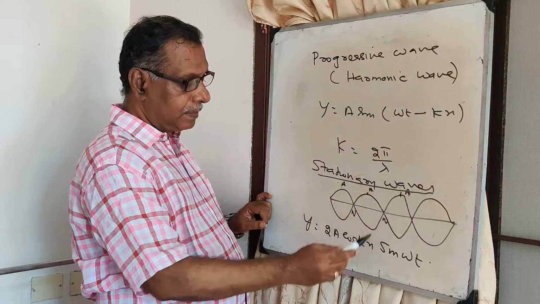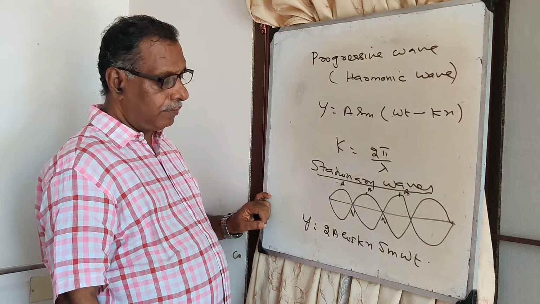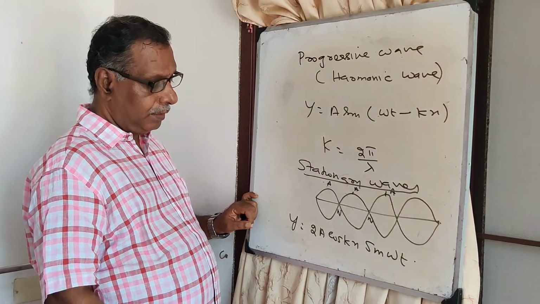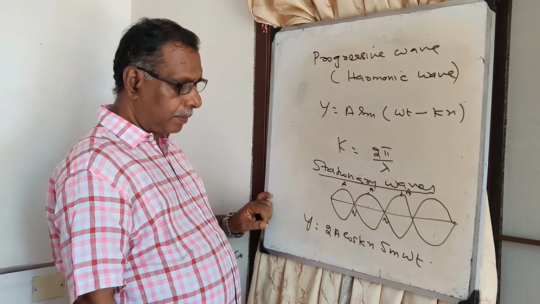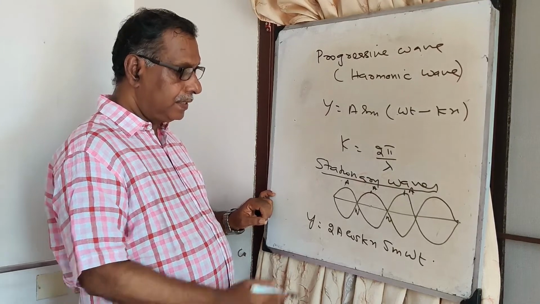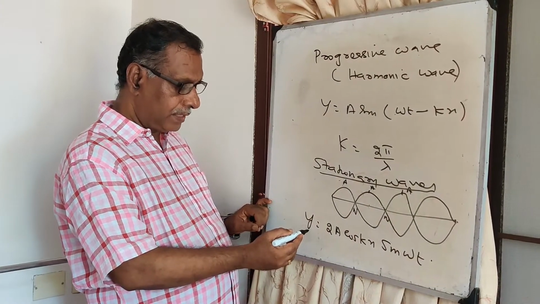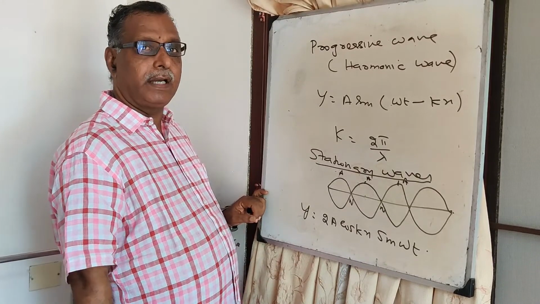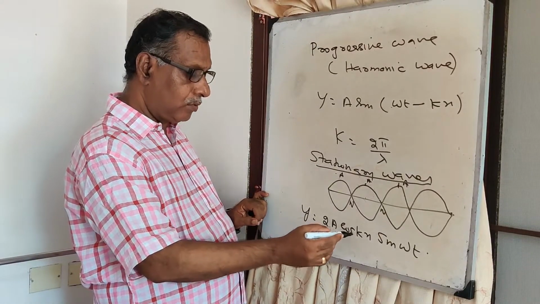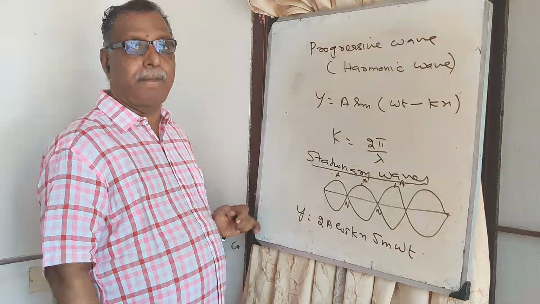The distance between successive nodes in terms of wavelength is lambda by 2. The distance between a node and the nearest antinode is lambda by 4. The basic equation for a stationary wave is y equals 2a cos kx sin omega t.